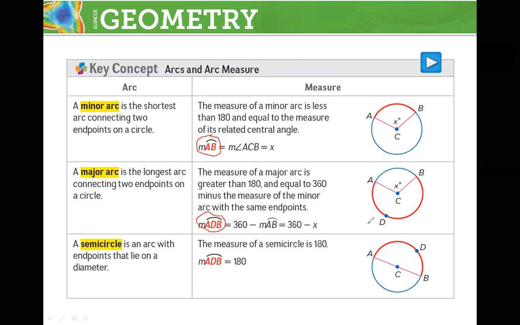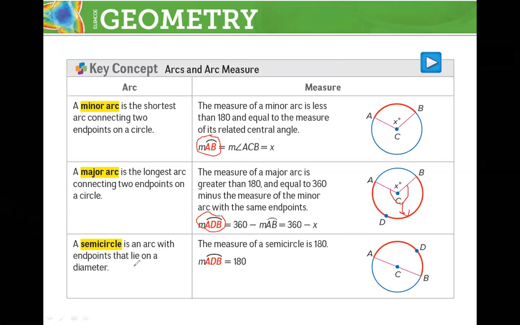It means, as I said, it's greater than 180, and you know that the measure of the whole angle is 360. So if we take x from 360, we get the measure of this angle, which represents the measure of the arc.